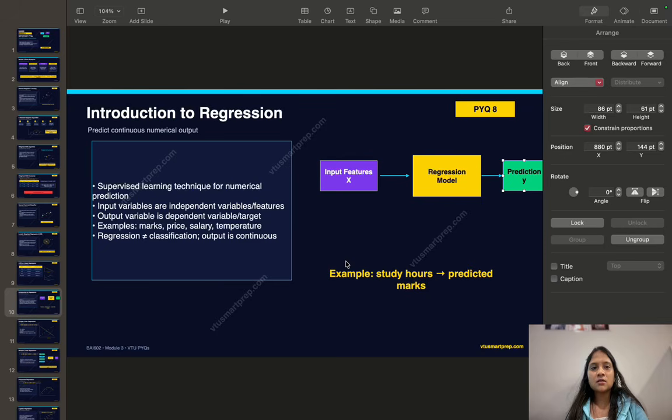So introduction of regression can be asked. They can ask you for 8 marks or 10 marks.